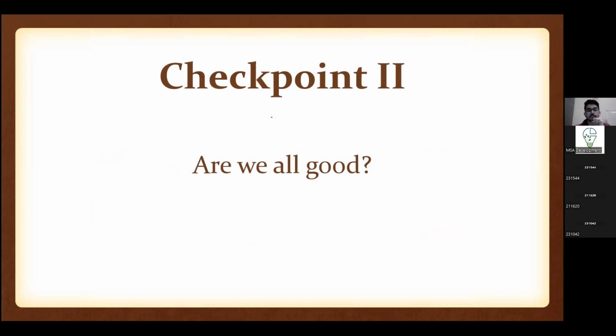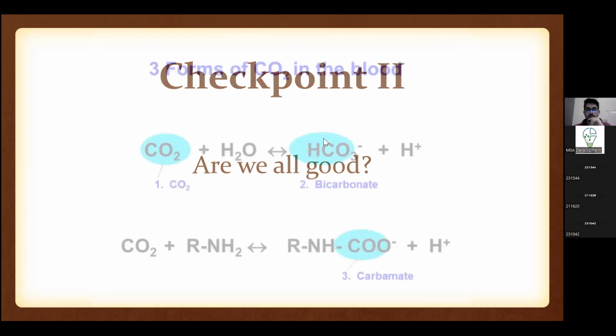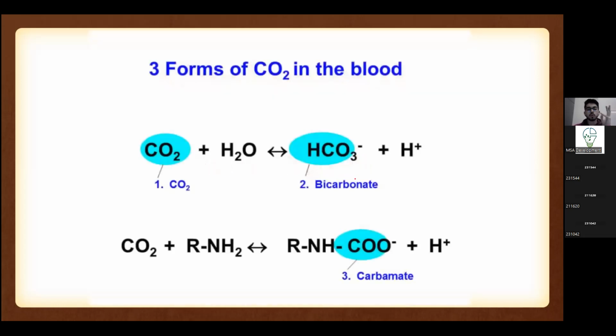Now we are done with the O2 cycle, with the O2 transportation. Let's discuss now about CO2. CO2 has three forms of transportation. The first one is the physically dissolved form. Basically, this is similar to the physically dissolved form of O2 that we just discussed. It's basically free CO2 molecules that are flowing freely in the blood.